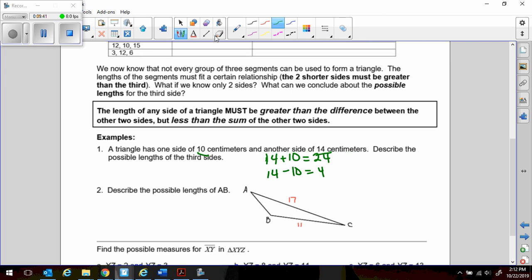So my possible lengths of the third side, I'm going to use an inequality, has to be less than 24. It cannot equal 24, otherwise the triangle inequality theorem wouldn't work. It has to be less than 24. So like 23 would work, even 23.5 would work, and then greater than 4. So like 4.1 would work, 5 would work. I want you to try the possible lengths of AB. Try it out.